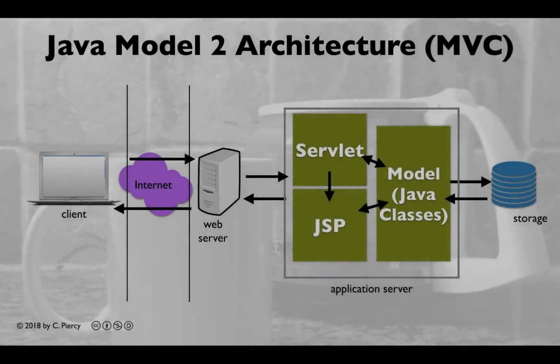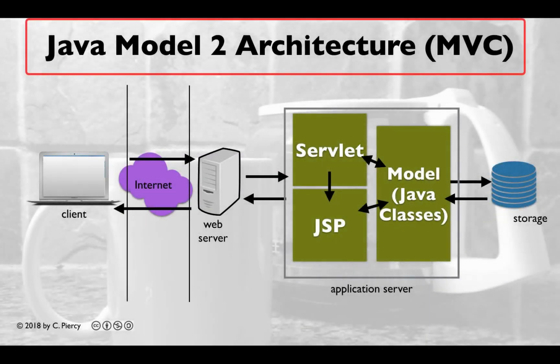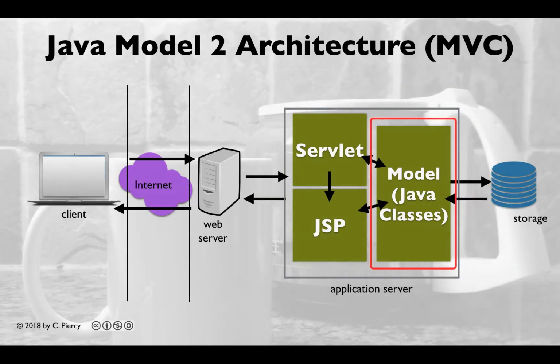When we need more processing power, we'll use the Java Model 2 architecture. Java Model 2 architecture follows the more general model view controller pattern. This pattern is used when we need more significant processing on the server side. The separation of concerns that is inherent in the MVC pattern makes these types of applications easier to create and maintain.